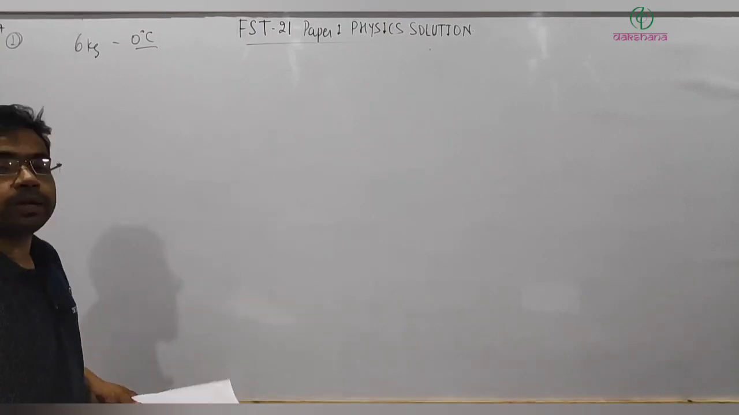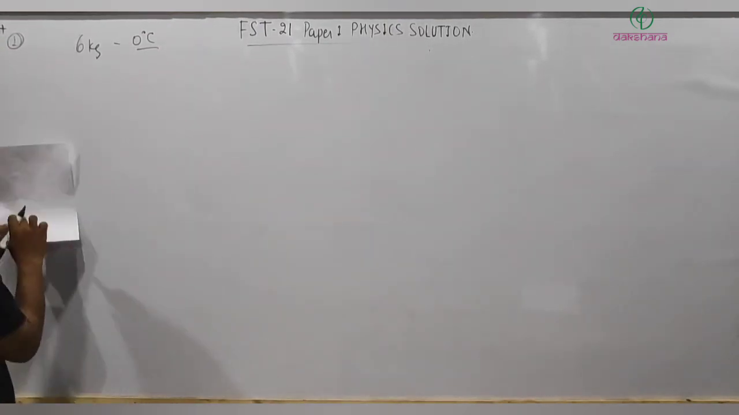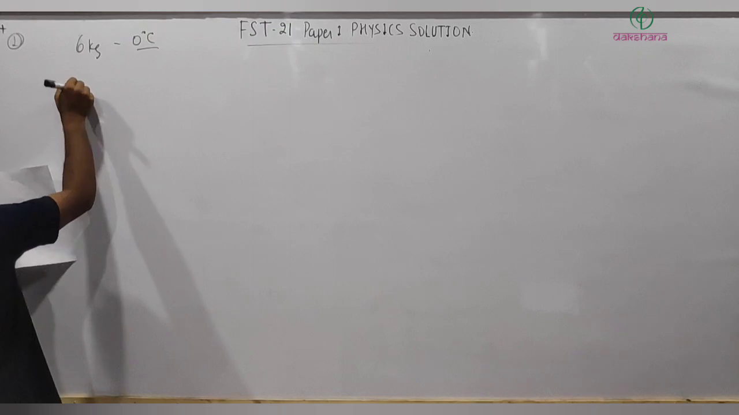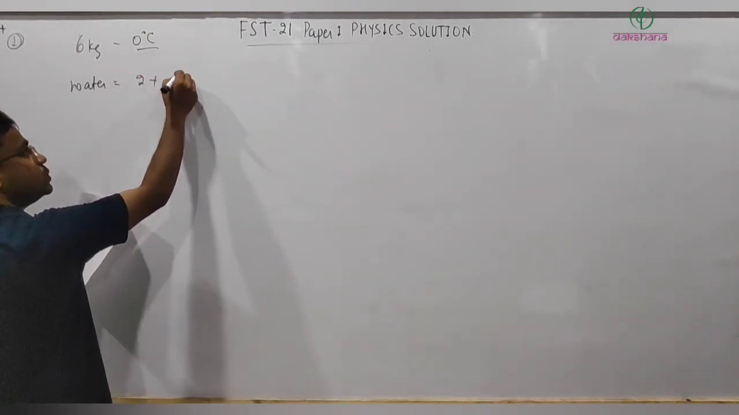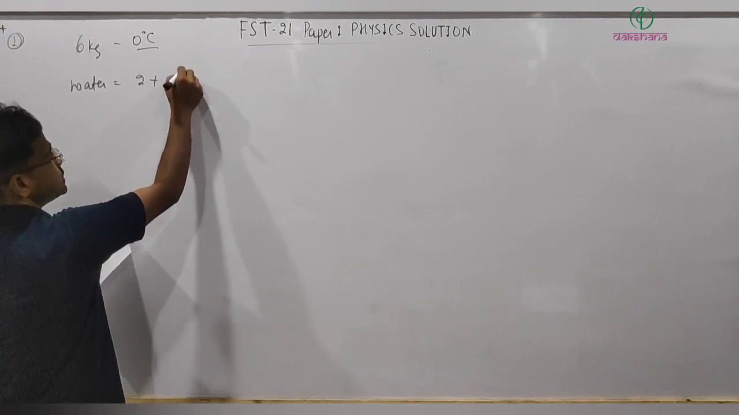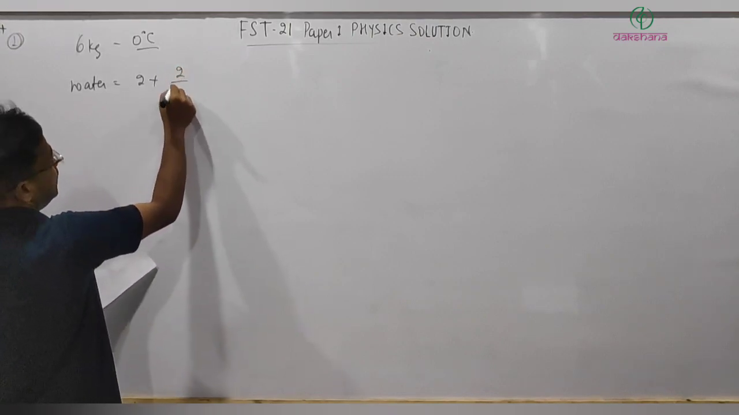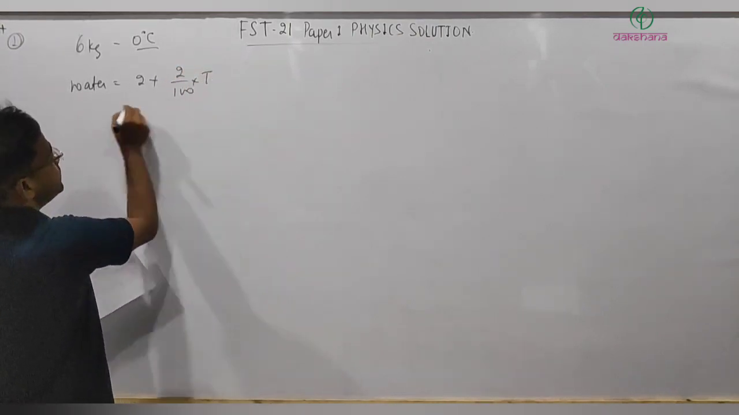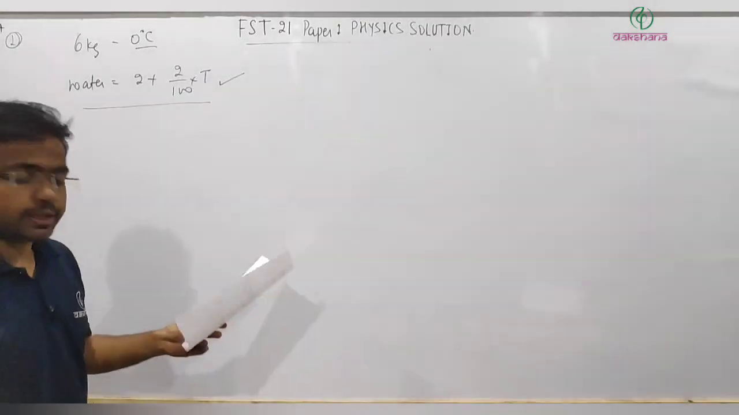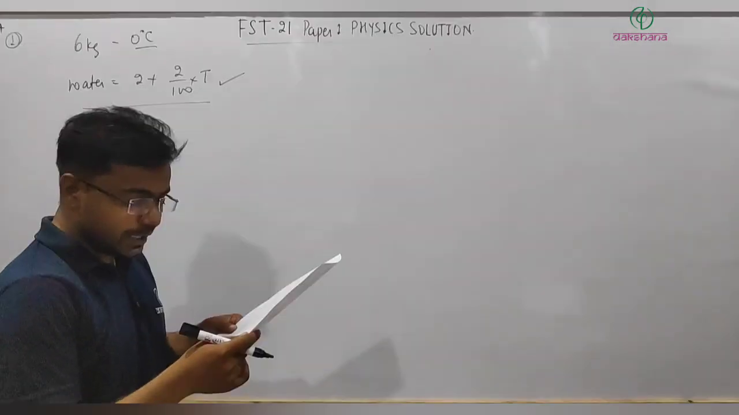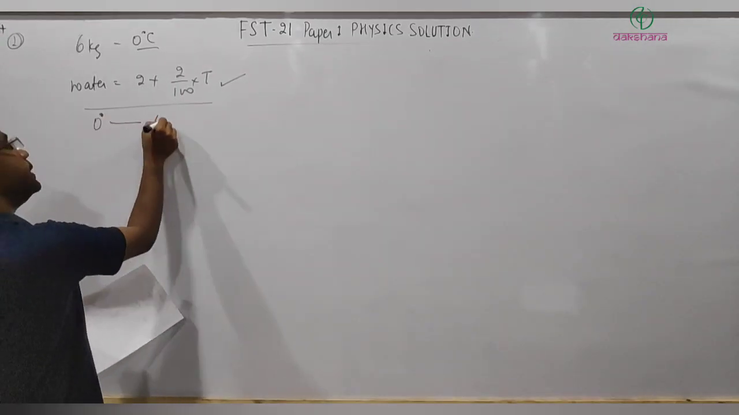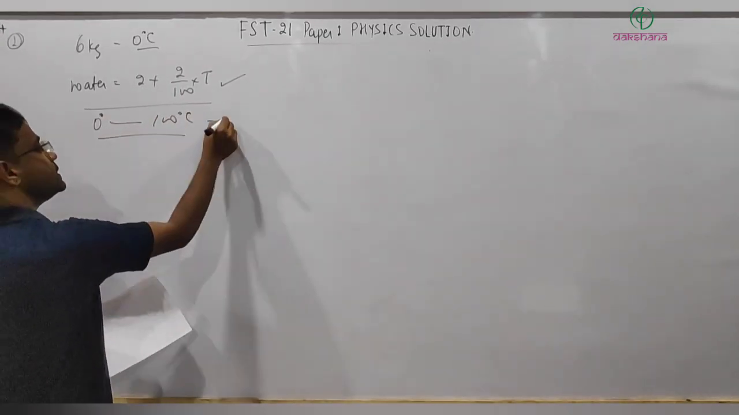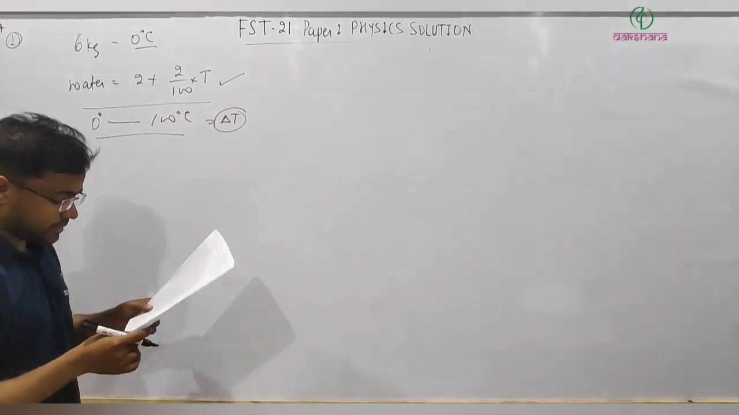So the water equivalent of the container is changing, and as it is changing, I can express it as 2 plus slope, that is (4 minus 2) by 100 into T. So it's coming out to be 2 by 100 multiplied by T. This is the water equivalent of the container. Temperature of the system is raised from 0 degrees Celsius to 100 degrees Celsius. This is the change in temperature.